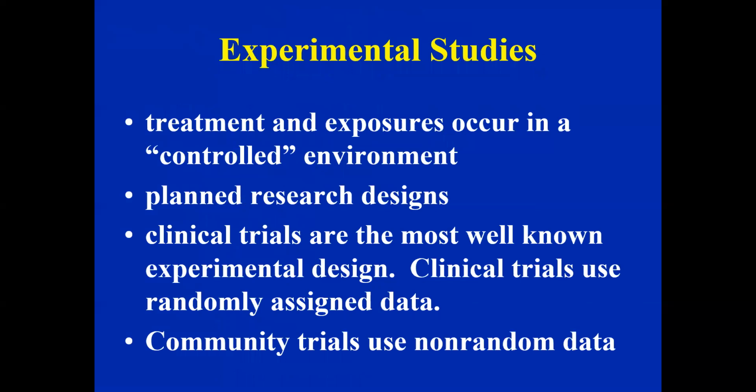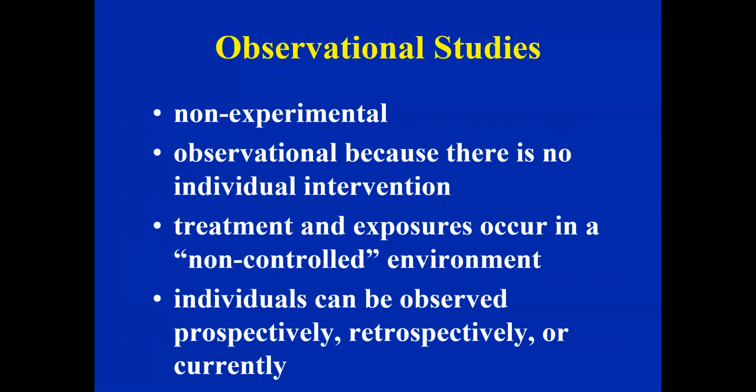So experimental studies, I think we've described these: treatment and exposure occur in a controlled environment. It's a planned research design. Then clinical trials are the most well-known experimental design. And in clinical studies, we randomly assign our participants. Then in community trials, in most cases, we don't usually randomize, so they are non-random.